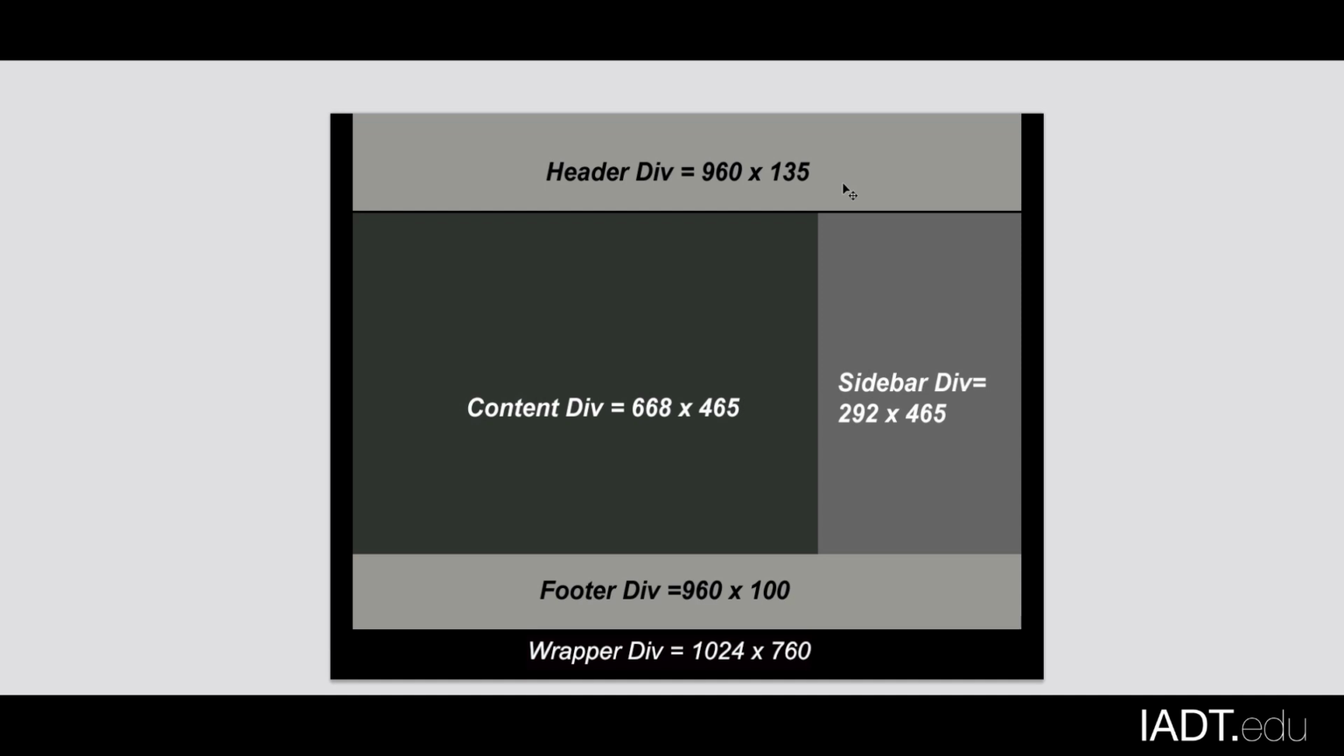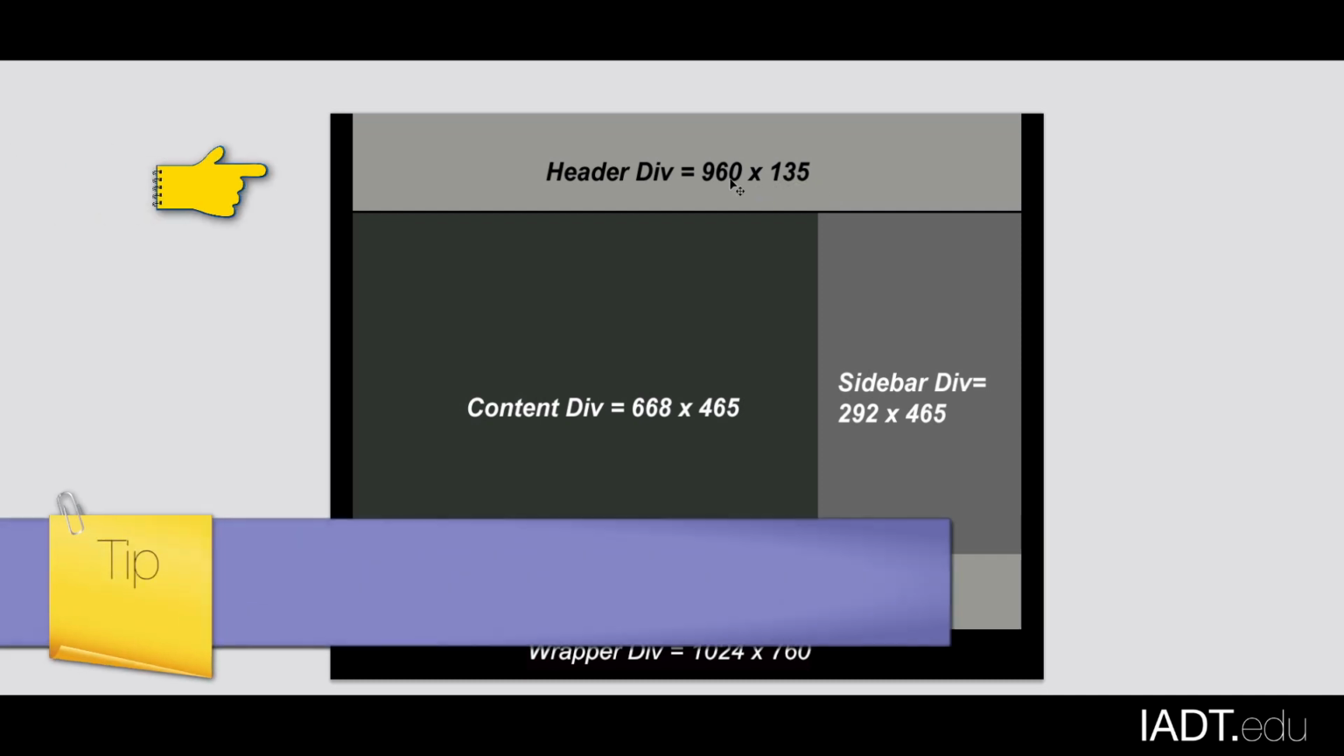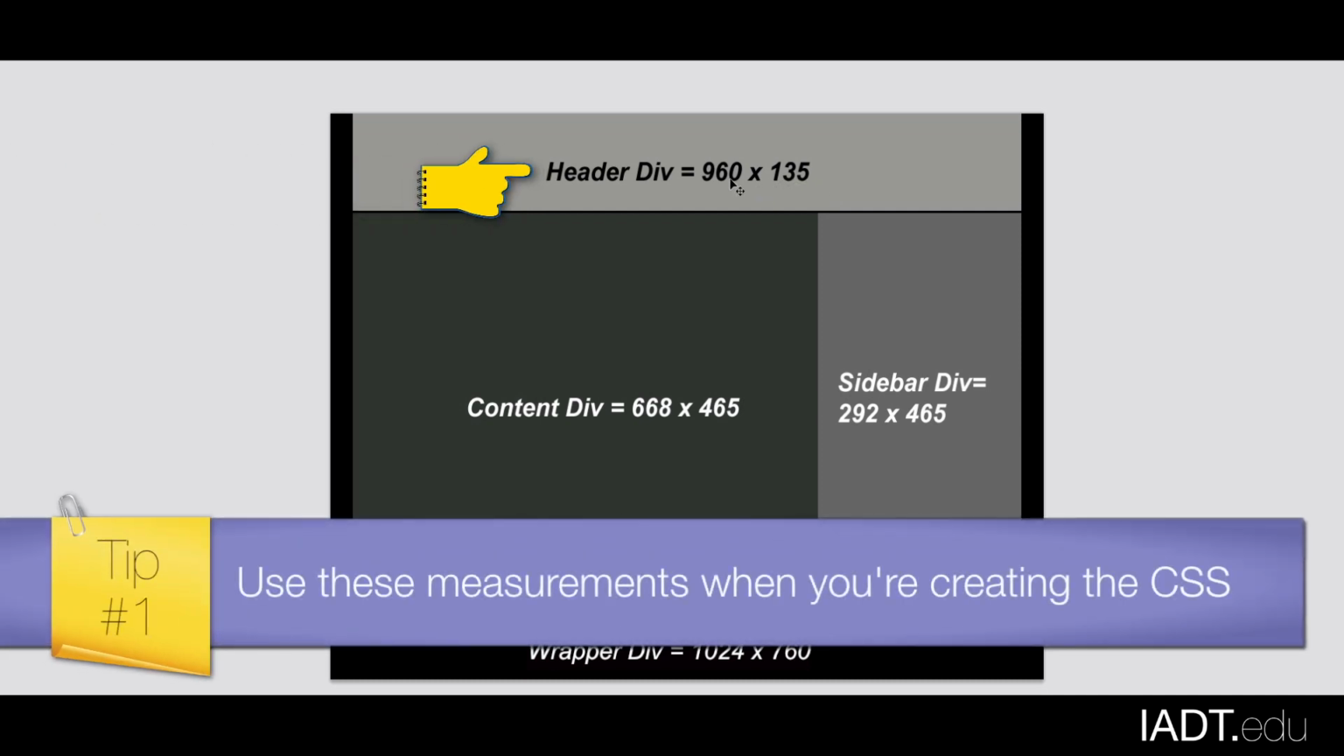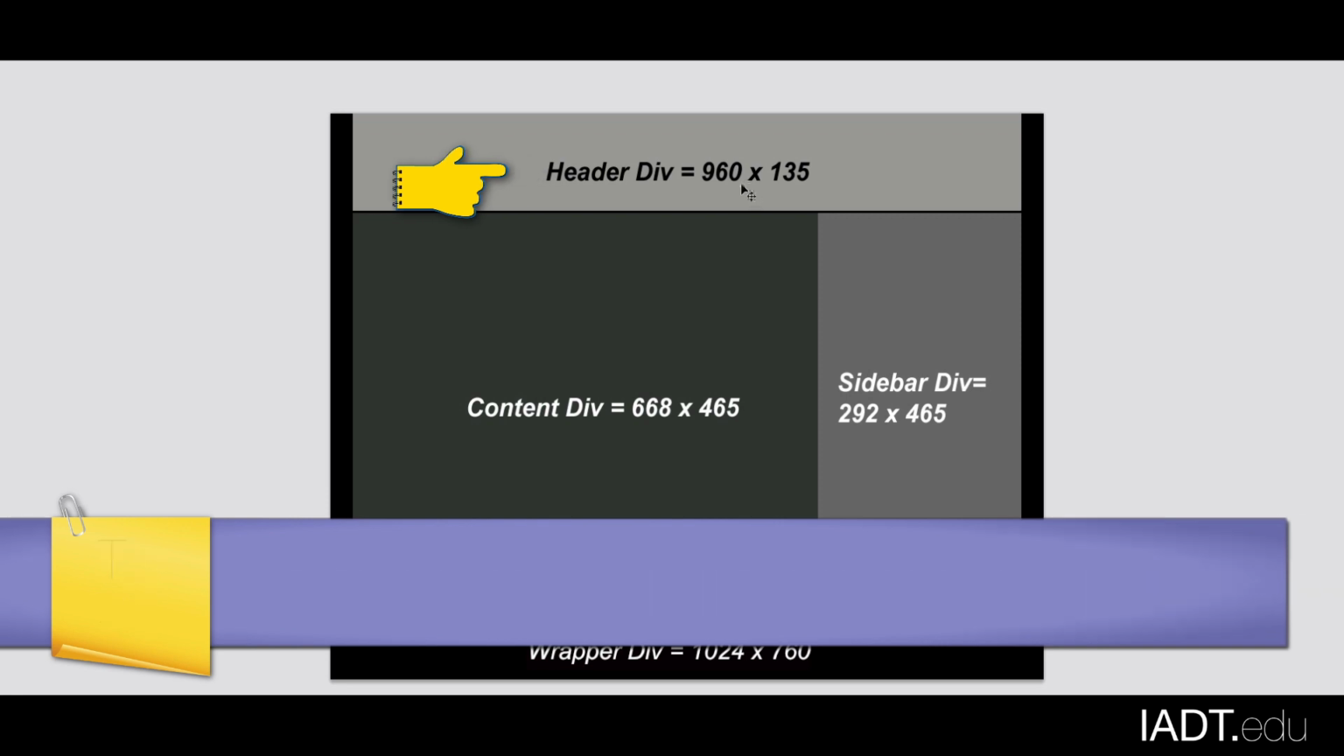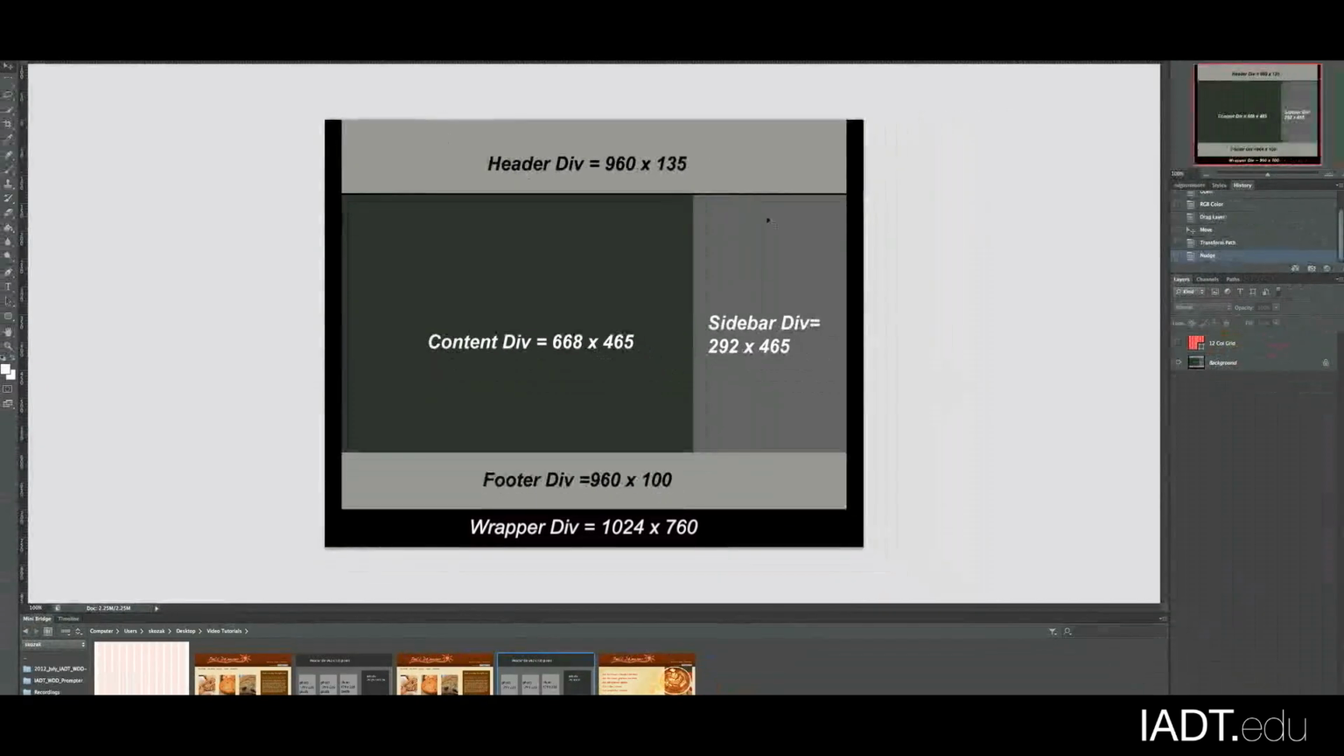Another very important benefit for making a wireframe is because of these measurements. You want to use these measurements when you're creating the CSS so that you know the attributes of the container tags. So this is my homepage design.